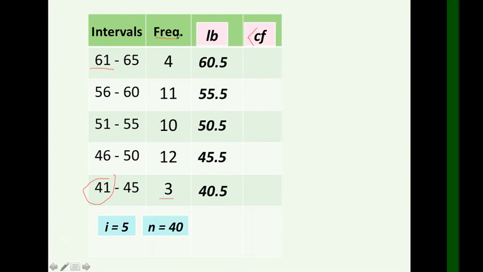Frequency, ito yan, no? 3 muna. So, 3 yung lalagay natin. Then, 3 plus 12 is 15. 15 plus 10 is 25. 25 plus 11 is 36. And 36 plus 4 is 40.